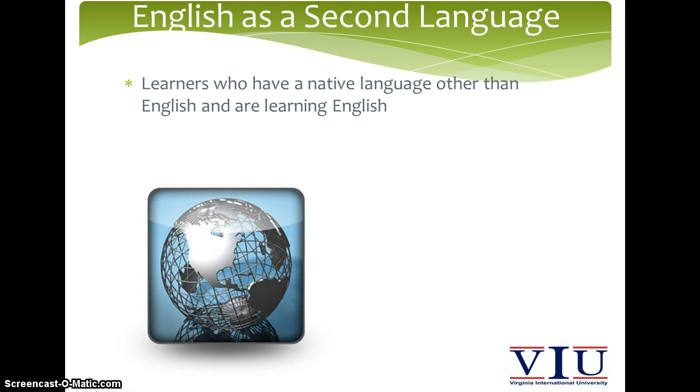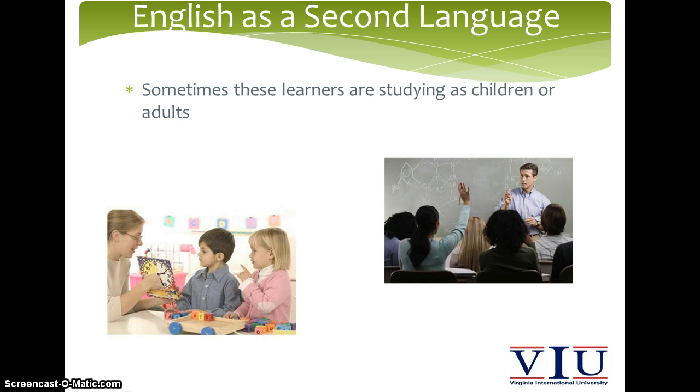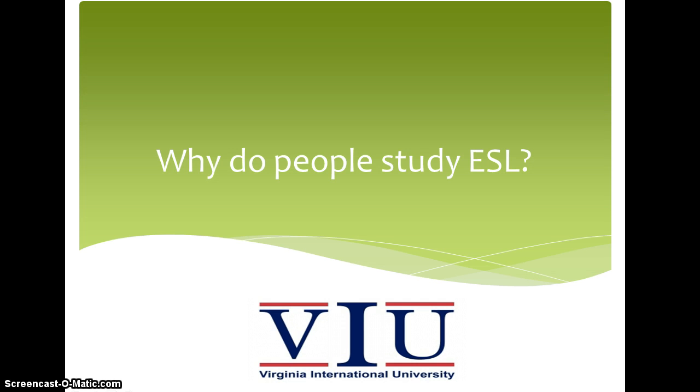So, English as a second language: the learners who are taking an English as a second language course or program are non-native speakers of English. These are people who speak another language other than English and are trying to learn English in order to communicate. They come from all over the world in many different walks of life, as we will see. Sometimes these learners are studying as children in an elementary school or high school, or they could be adults studying in a vocational school or a college or university.